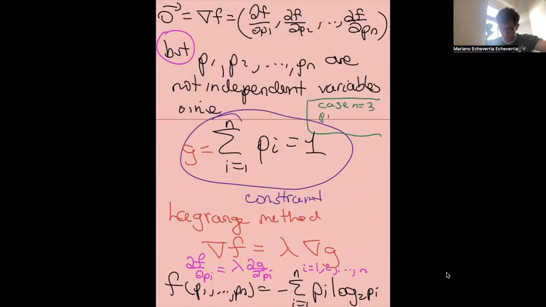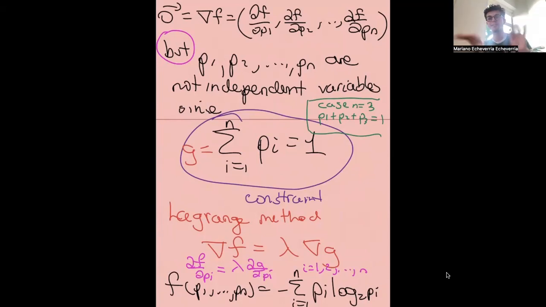P1 plus P2 plus P3 would be 1, right? That makes sense. And that's a constraint. In fact, that's the equation of a plane, because it is like x plus y plus z equals 1, right? So the constraint equation is actually always a plane or a hyperplane in the probability space. If you think of each probability as being an axis, this gives you the equation of a plane.